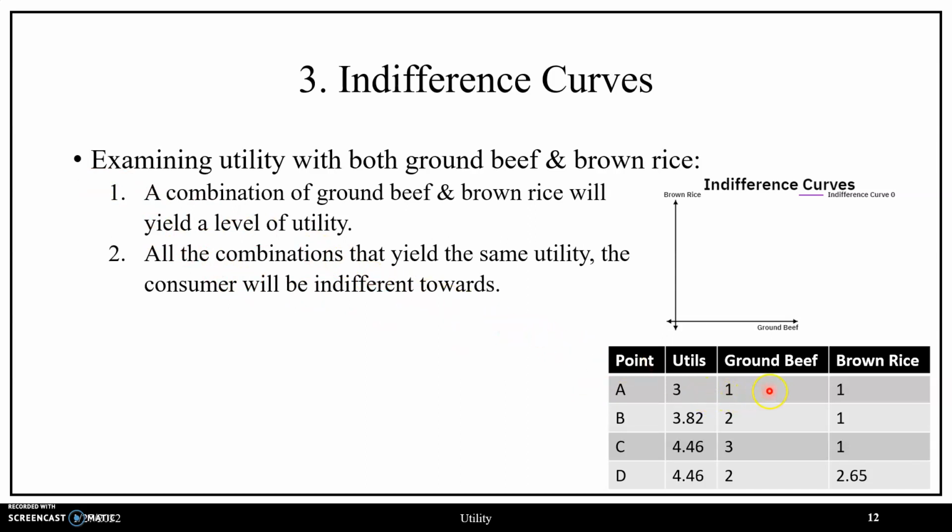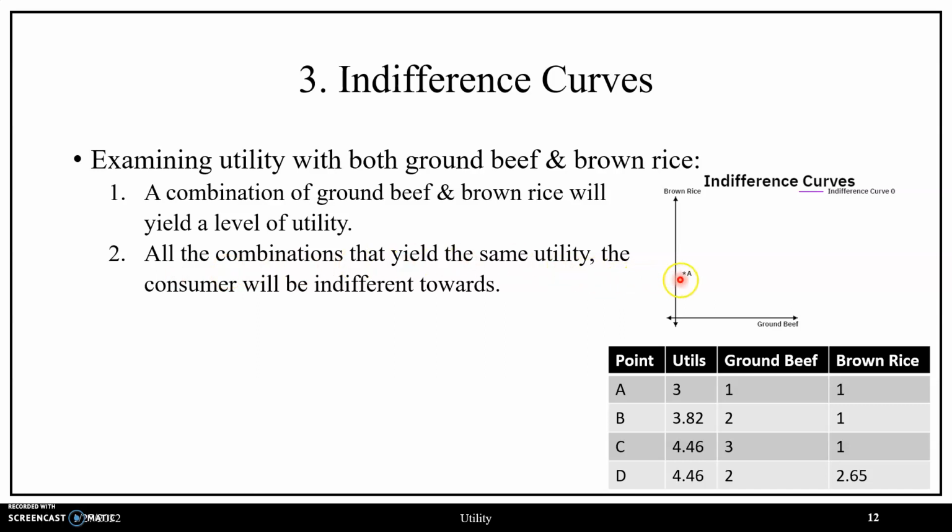As we see with our table, 1 ground beef, 1 brown rice, 3 utils, 2 ground beef, 1 brown rice, granting 3.82 utils, and 3 ground beef, 1 brown rice, granting 4.46 units of utils. All the combinations that yield the same level of utility, a consumer will be indifferent towards. So with this in mind, this allows us to relate to our discussion of indifference curves.